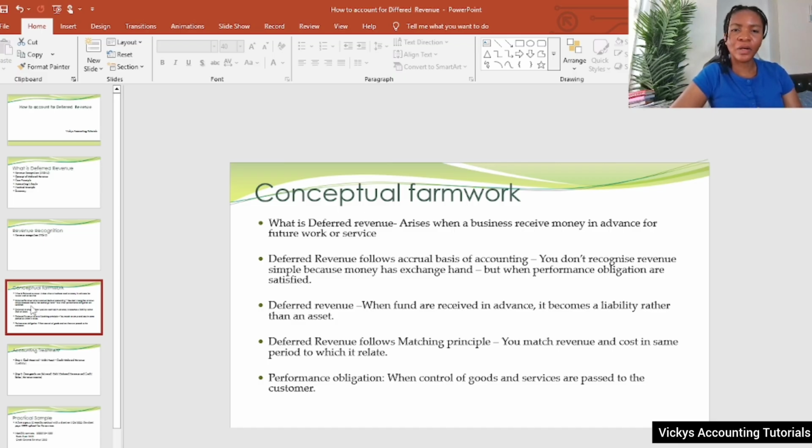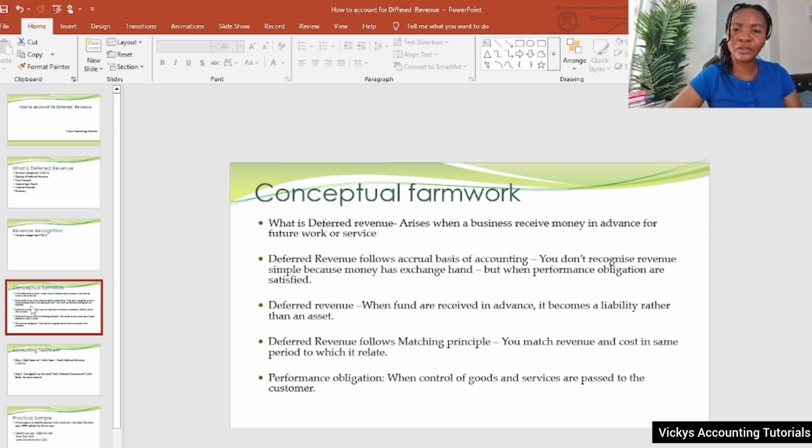Okay? What is deferred revenue? It simply arises when a business receives money in advance for future work or a service they're about to offer. Let's take, for instance, that you won a contract and they paid you a lump sum for you to fulfill that contract within a 12-month period. That means you are paid in advance. At what point should you recognize that revenue? Is it immediately you receive the advance lump sum or within a period of time? Tell me in the comment section. So this is what deferred revenue is: you received money in advance for future work you're supposed to perform.